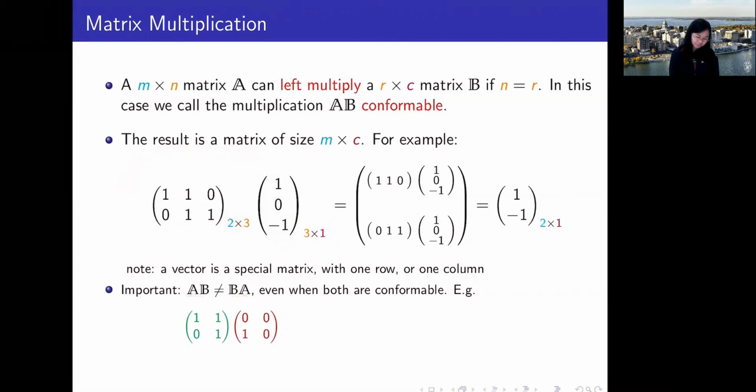And sometimes both AB and BA are conformable, but they are of different size, so they're clearly also not equal. But I want to emphasize, even when both are conformable, and if they are of the same size, they are still, in general, not equal. Just to give you an example, now suppose we are multiplying these two matrices. Those are 2 by 2 matrices. So AB and BA are both conformable and both give you a matrix of 2 by 2. But their products are not the same.